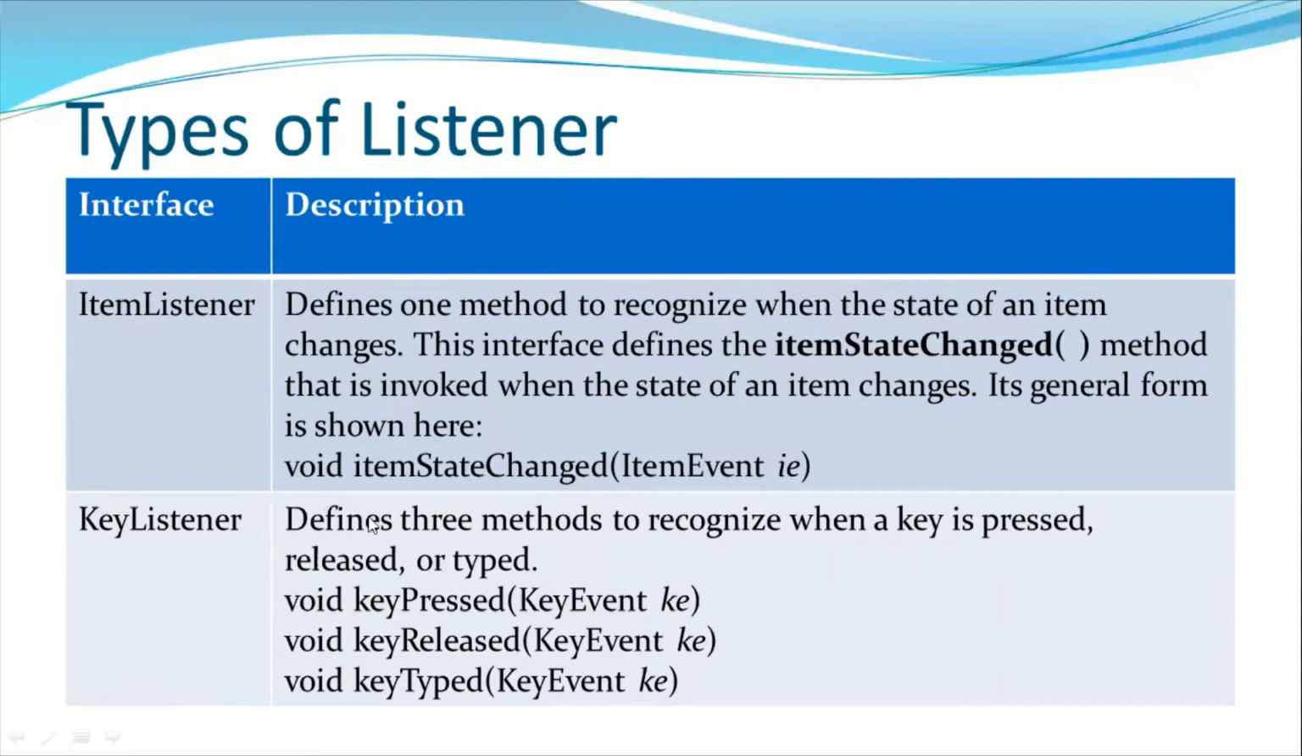KeyListener defines the methods keyPressed, keyReleased and keyTyped. Suppose you are performing a key typing activity, means you are typing keys. In that case, we need to define all these three methods. It is not necessary to write only the keyTyped method. We need to write the other methods also, because all these methods are overridden methods. That's why we need to define all these three methods in a program.